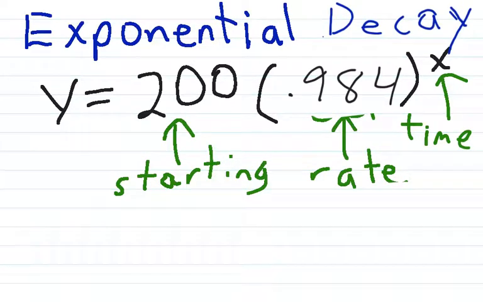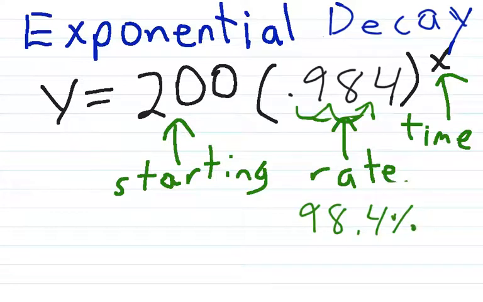Exponential decay is just like exponential growth, except the rate is going to be going down over time. So we're looking for a number in parentheses that is less than 1. So in this case 0.984, it is less than 1. So if we multiply by a number less than 1, it goes down. Now to find that percent of decrease, I'm going to convert my 0.984 into a percent, and that's 98.4%.